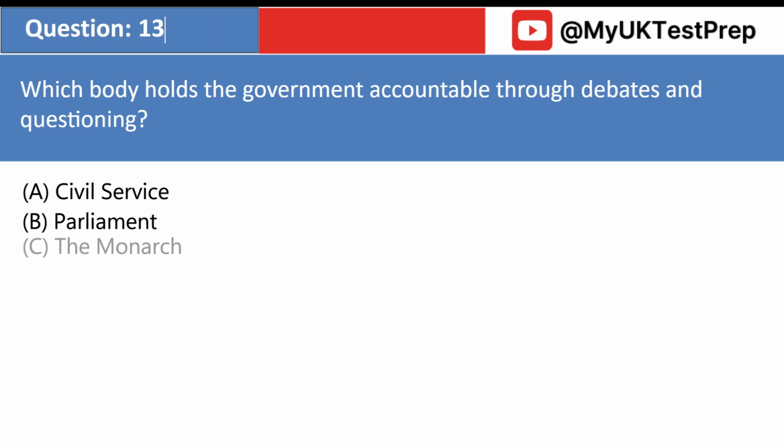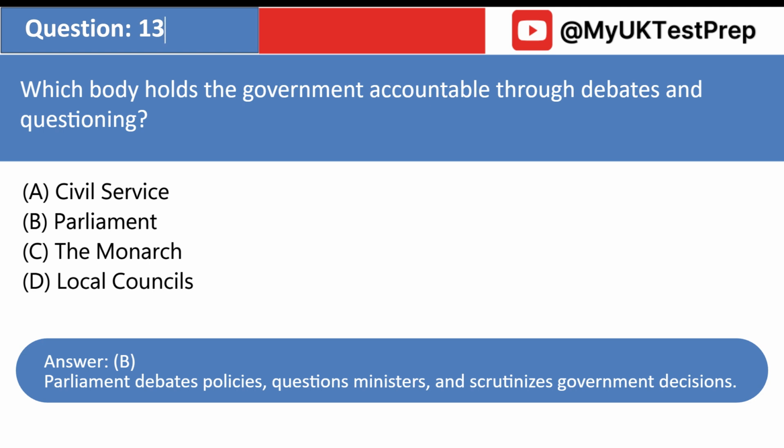Which body holds the government accountable through debates and questioning? A. Civil service. B. Parliament. C. The monarch. D. Local councils. Answer: B. Parliament debates policies, questions ministers, and scrutinizes government decisions.